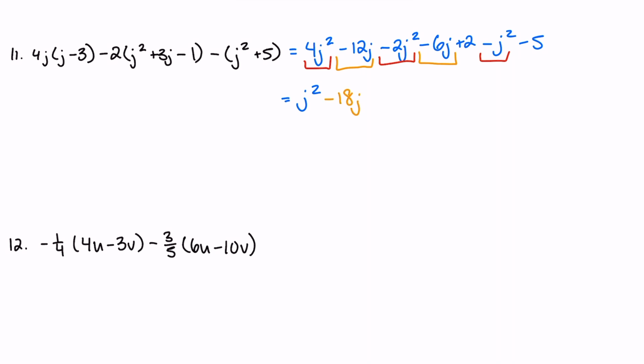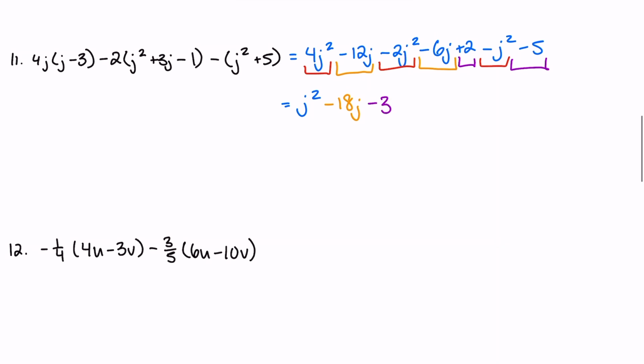And lastly, for our constants, we have a +2 and a -5. So -5 plus 2 is going to give us -3. So our answer is j squared minus 18j minus 3.